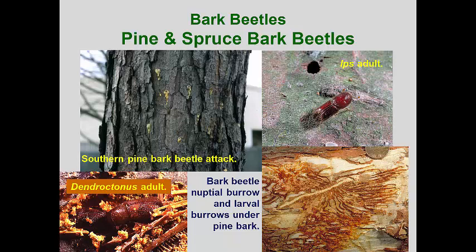The larvae burrow laterally in the sapwood area and take about a month to develop. There can be 2 to 4 generations per year of Ips beetles.